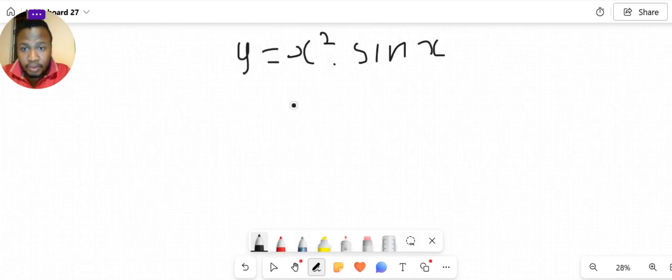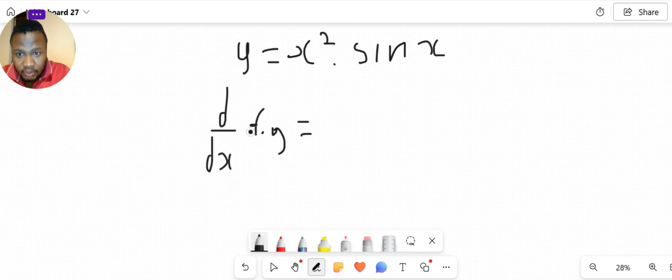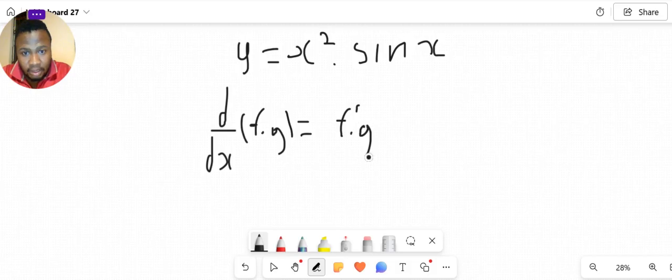Now, the way you deal with this is, if you're finding the derivative of a function f multiplying g, this is what will happen. You'll say f prime multiplied by g, and then you'll add g prime multiplied by f.